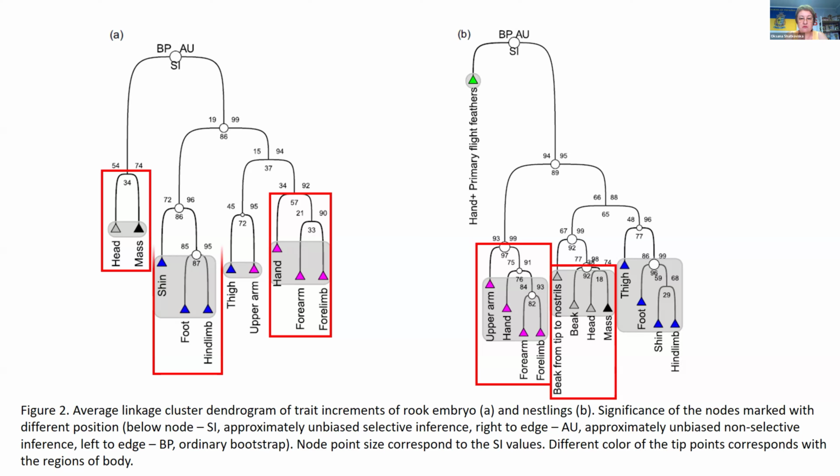The association of individual modules into clusters differs in embryonic and postnatal periods. In embryonic development, the forelimb and hind limb modules cluster together.